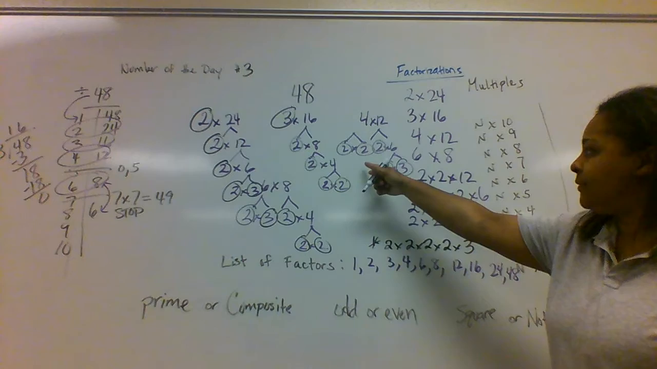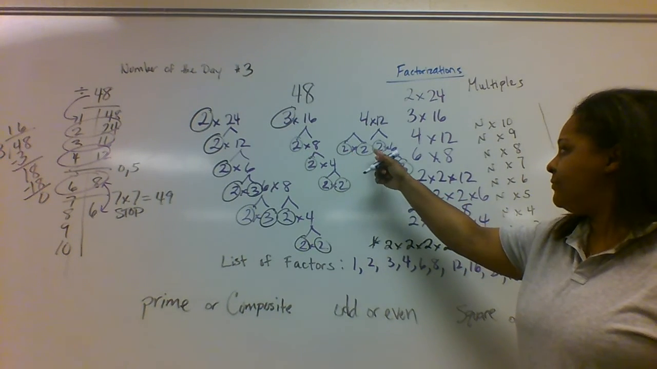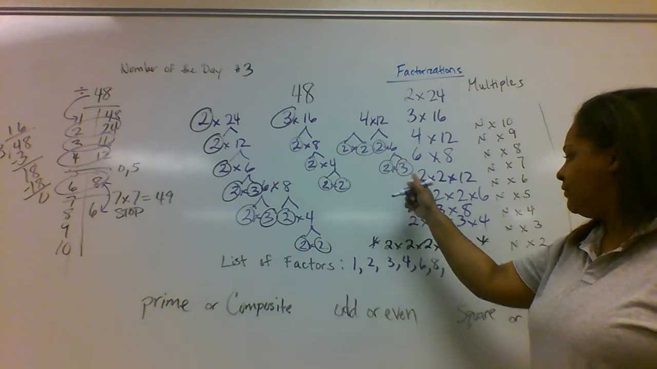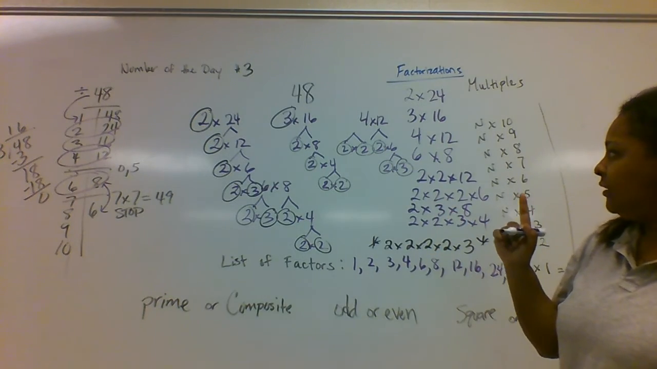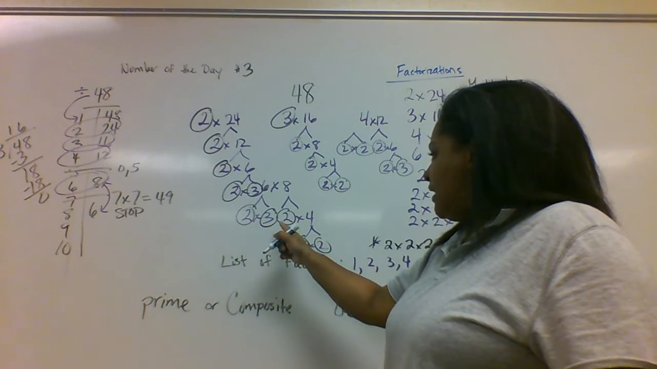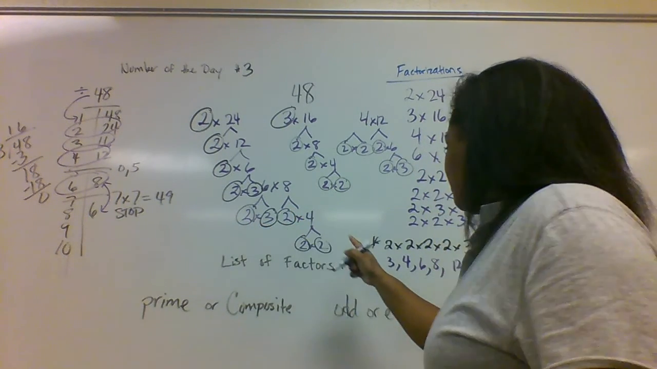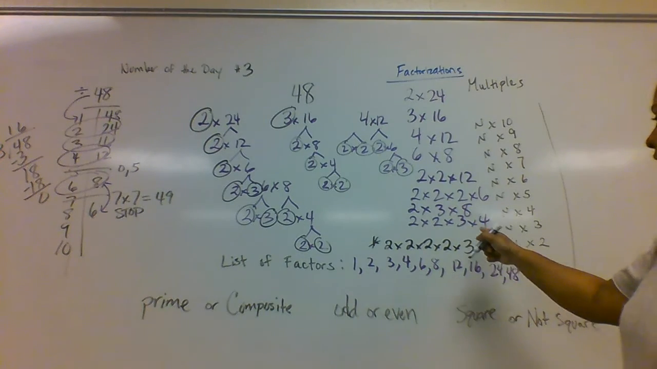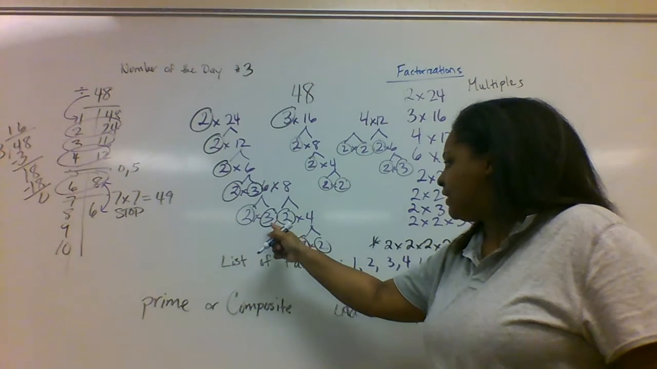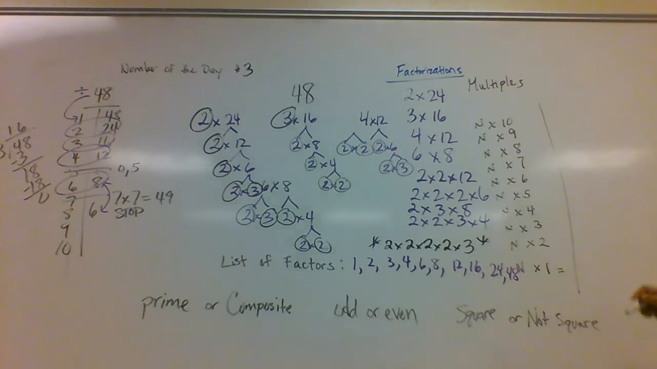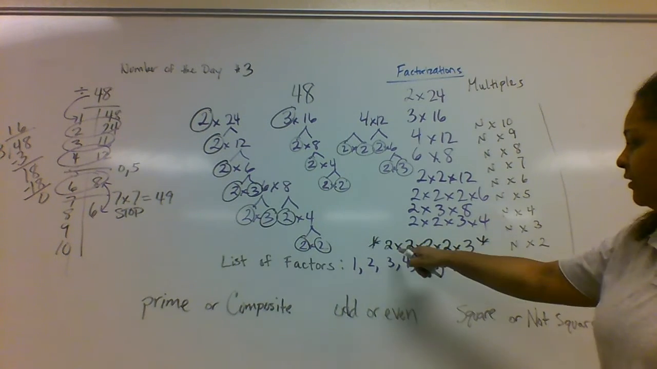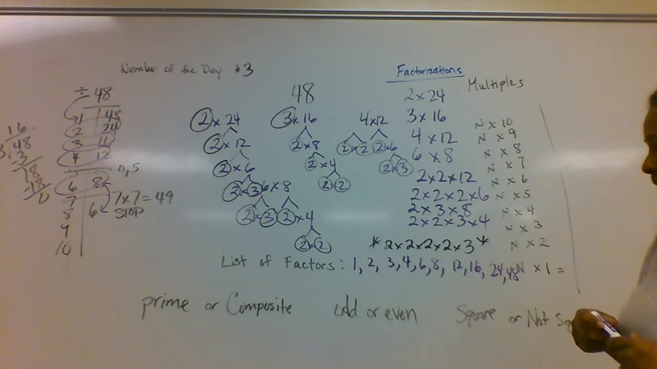All right, let's look at this one. 2 times 2 times 2 times 6. We have that already. 2 times 2 times 2 times 3. That's the prime factorization. We have that already. Let's look at this one. 2 times 3 times 2 times 4, which is 2 times 2 times 3 times 4, which is that one. 2 times 2 times 3 times, yep, and then that's the prime factorization. So here are some factor strings that equal 48. And then this one in black is the prime factorization.